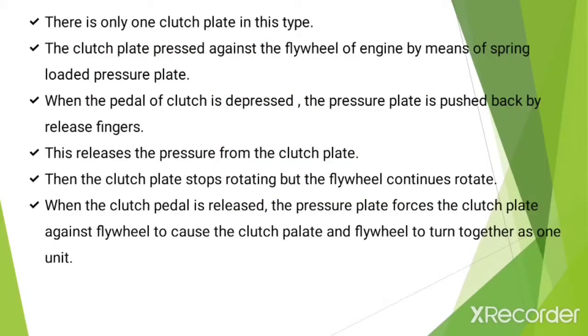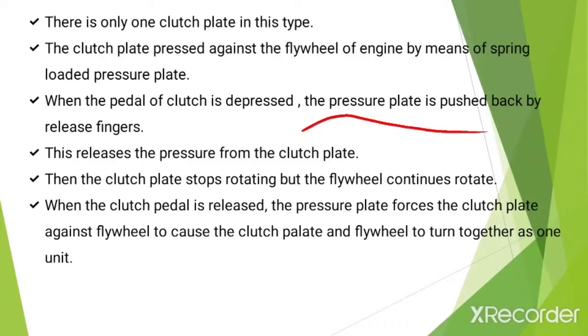There is only one clutch plate in this type, so it is called a single clutch plate type. The clutch plate is pressed against the flywheel of the engine by means of springs loaded with the pressure plate. When the pedal of the clutch is depressed, the pressure plate is pushed back by the release fingers, and this releases the pressure plate from the clutch plate.